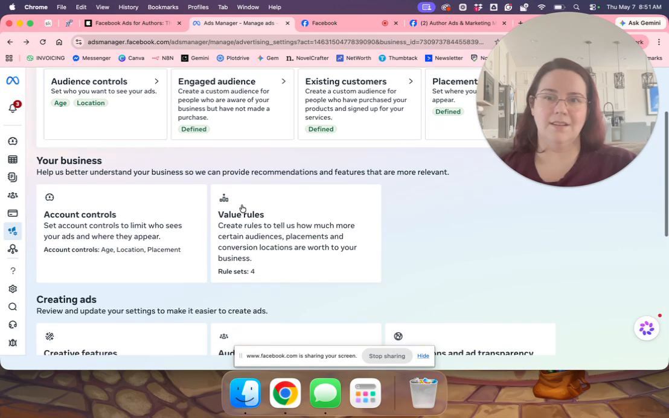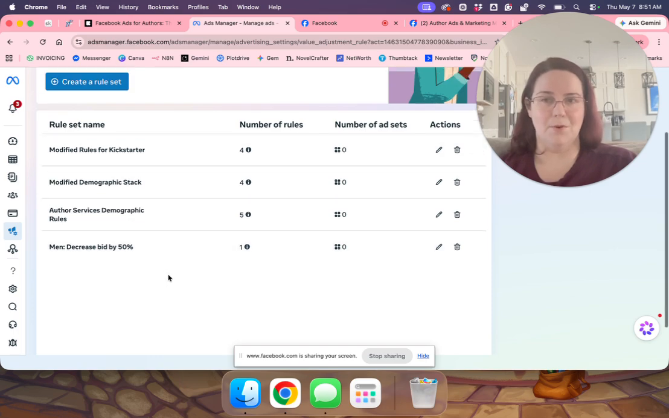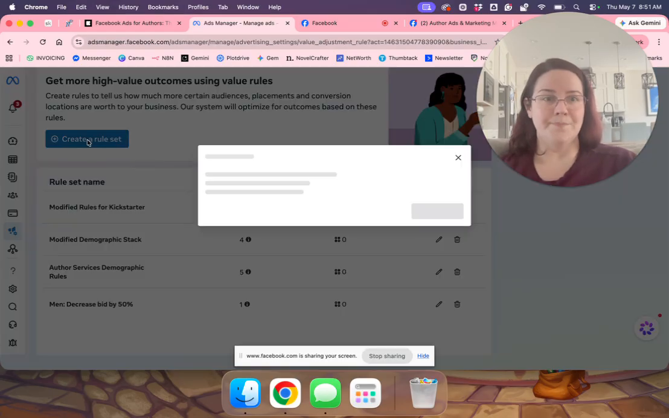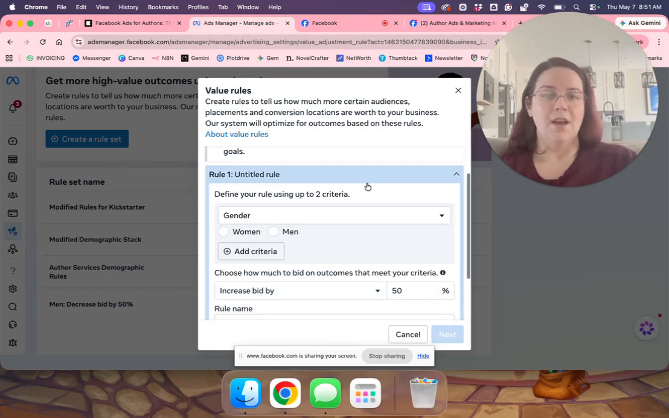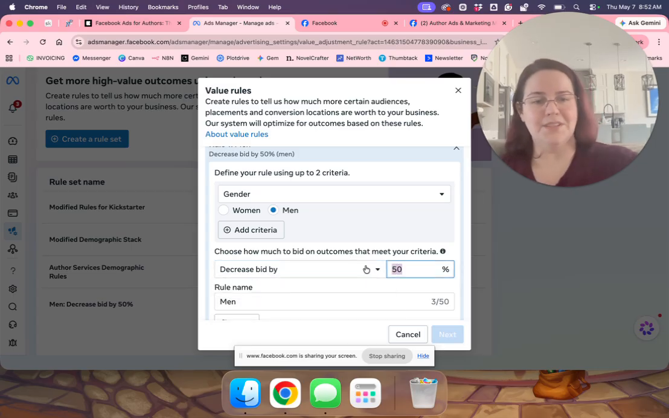So right here, value rules, you can see that I keep iterating based on the results, and I keep nudging it even more and more and becoming more and more specific. But what you can do is create a rule set. And the first thing you want to do is gender, for sure. If you write romance, do gender, men, decrease bid by 90%.